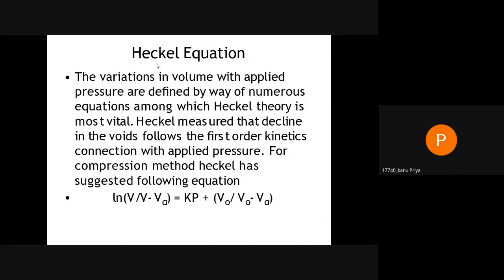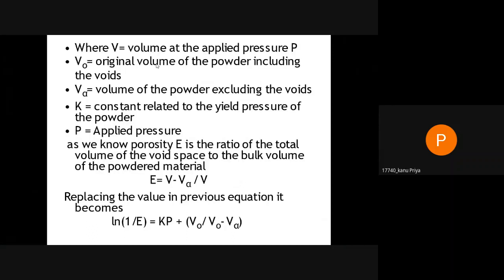(V0 upon V0 minus V alpha), which is like y is equal to mx plus c, where V is the volume at applied pressure P, V0 is the original volume of the powder including the voids, V alpha is the volume of the powder excluding the voids, K is a constant related to the yield pressure of the powder.